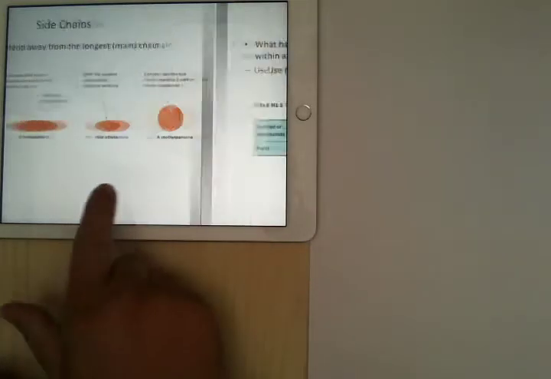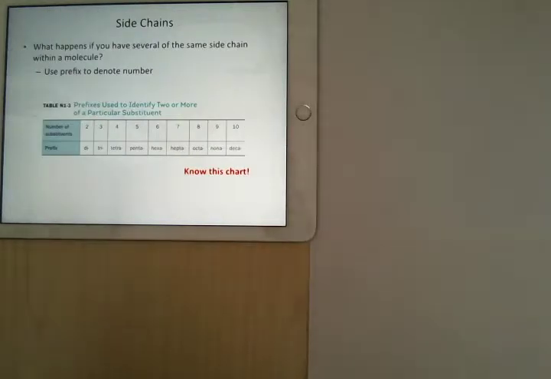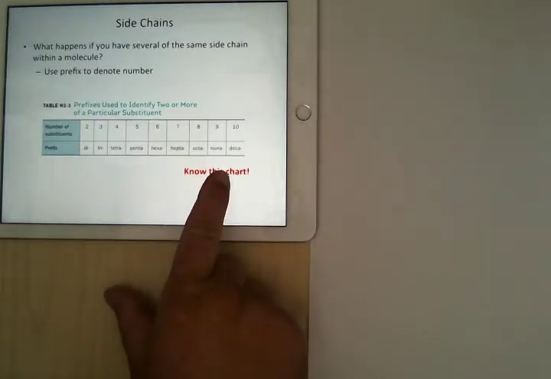Be careful with the side chains. If you have more than one, what you're going to need to know is if you have two of the same side chain. If you have two chlorines, it would be dichloro. If you have three, it'd be trichloro, tetrachloro, pentachloro, and so on. You are going to need to know those prefixes. Those are going to be important.